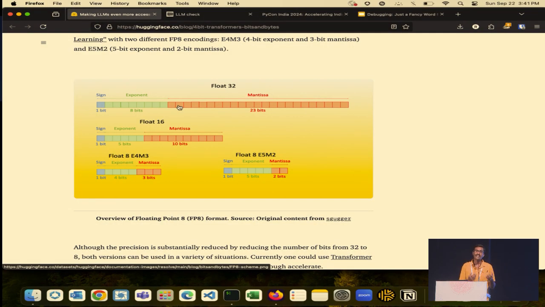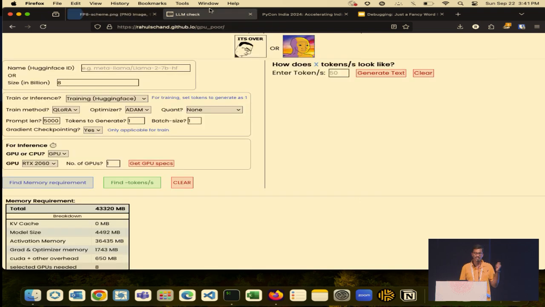The point is that QLoRA quantizes the model using a data type called NF4. It quantizes to 4-bit, which reduces the amount of GPU you need by a factor of 4, in terms of inference. You can check out this website by just Googling GPU poor. Both inference and training are accessible.